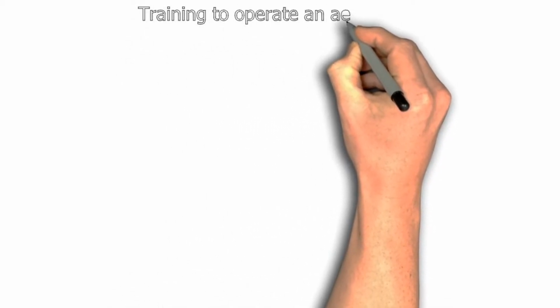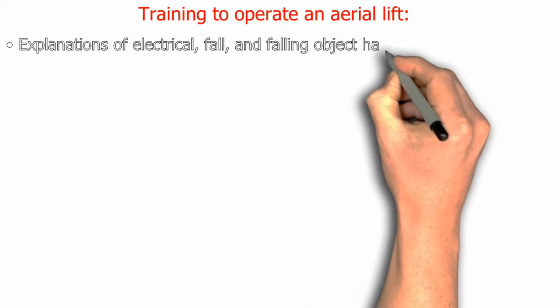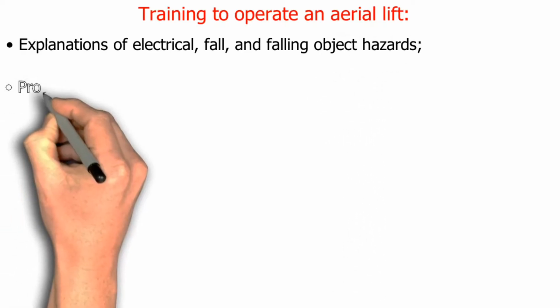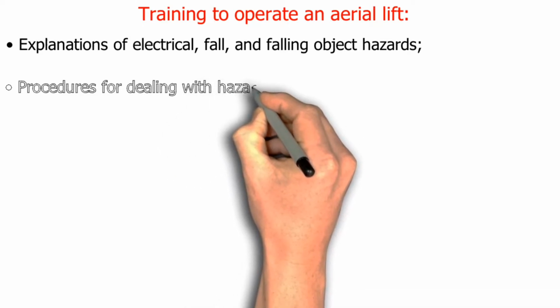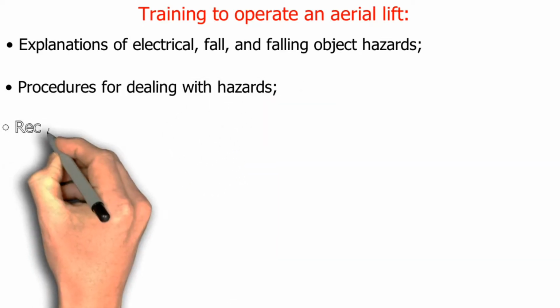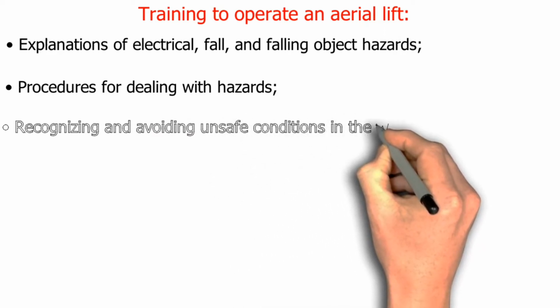Training to operate an aerial lift. Explanations of electrical, fall, and falling object hazards. Procedures for dealing with hazards. Recognizing and avoiding unsafe conditions in the work setting.